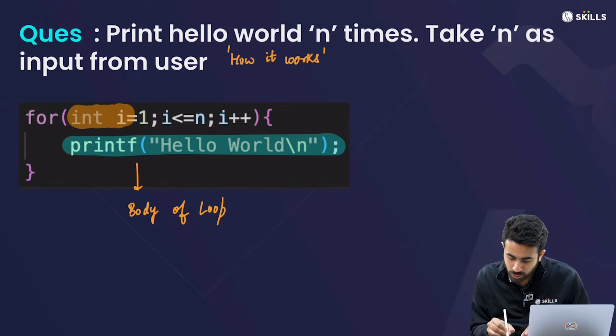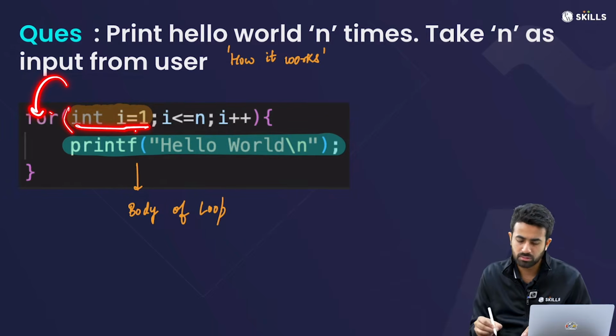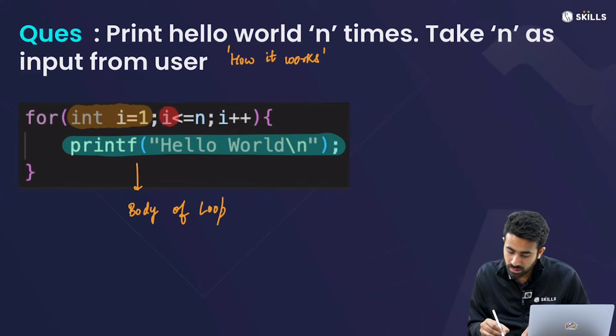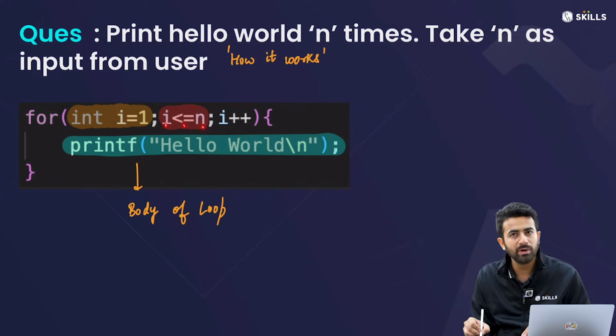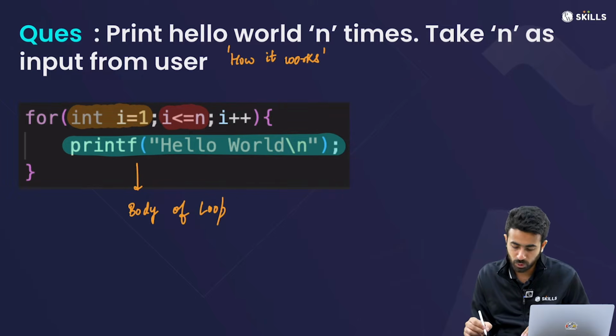You can clearly see that these are three things. int i = 1: we know what it is, it is declaration and initialization. Then there is a semicolon and then there is a condition. What is this? i <= n, like a <= b. It is a condition, with the relational operator less than or equal to. We have already studied it.